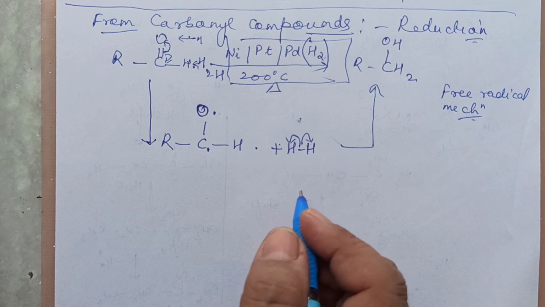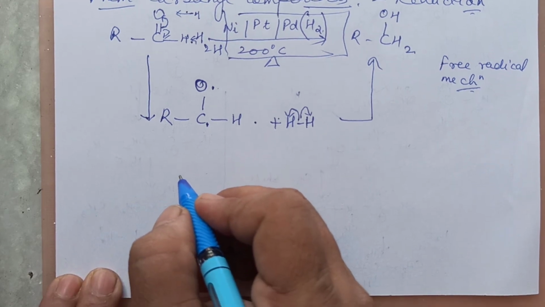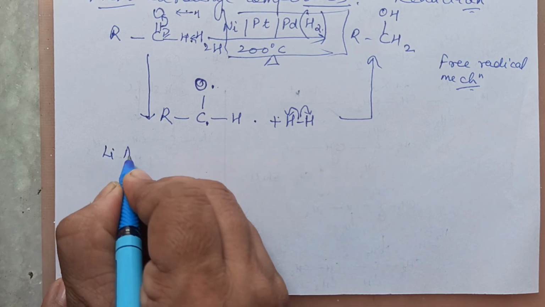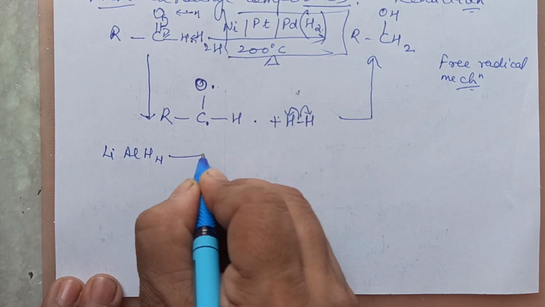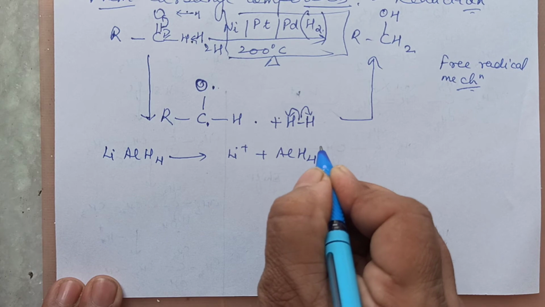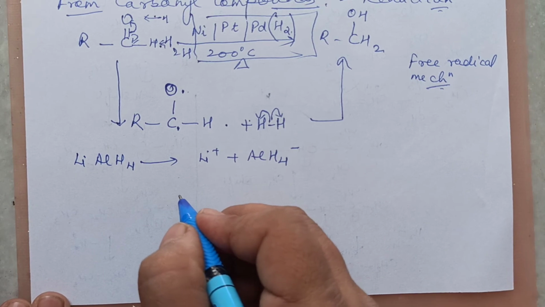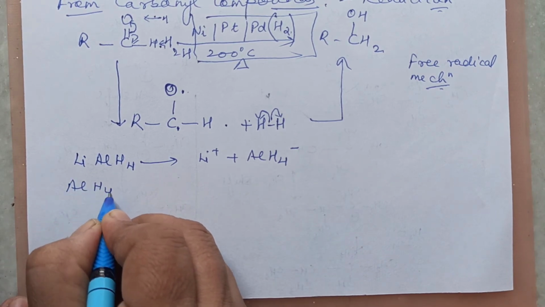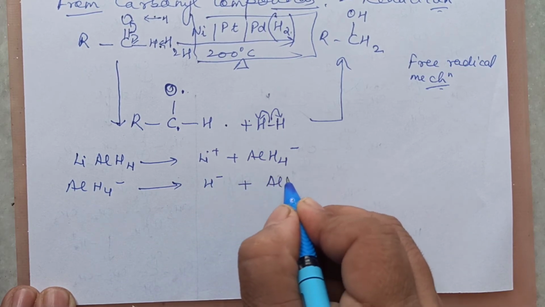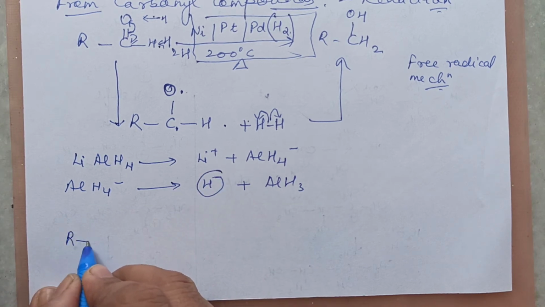Now the same reaction can also be carried out in the presence of lithium aluminium hydride, which is also a good reducing agent. Lithium aluminium hydride or sodium borohydride. Now what happens with this? Lithium aluminium hydride will first split up as Li plus and AlH4 minus. Okay, this is the negative ion and this is of course electropositive. Then this AlH4 minus will form H minus hydride ion plus AlH3. This hydride ion will now attack the aldehyde or the ketone.